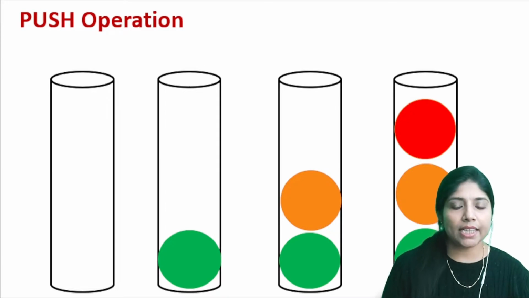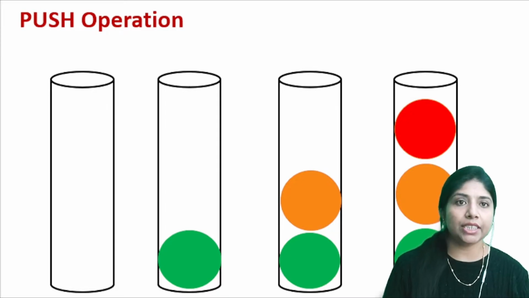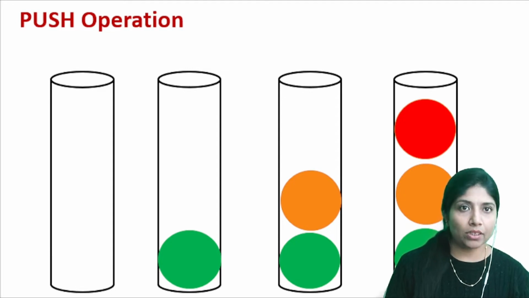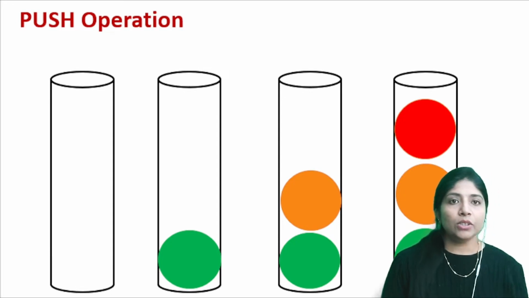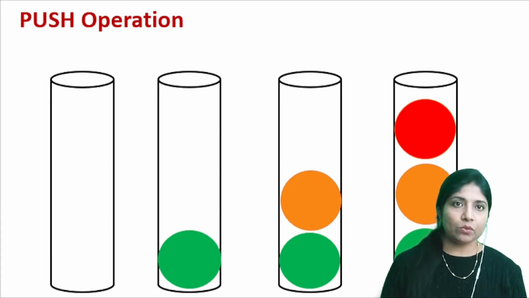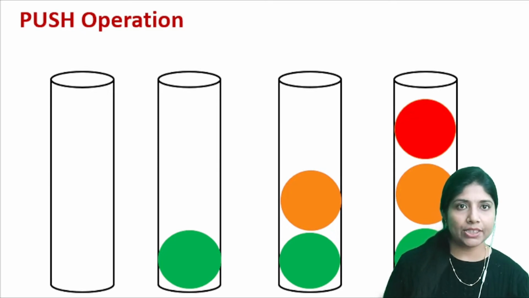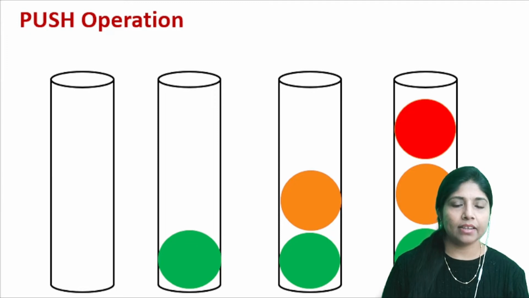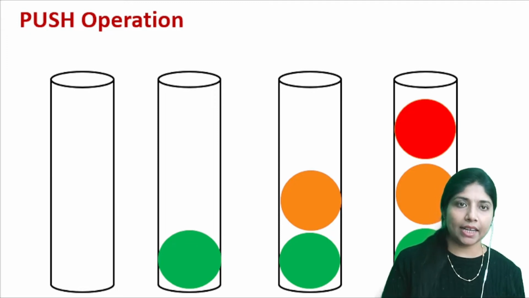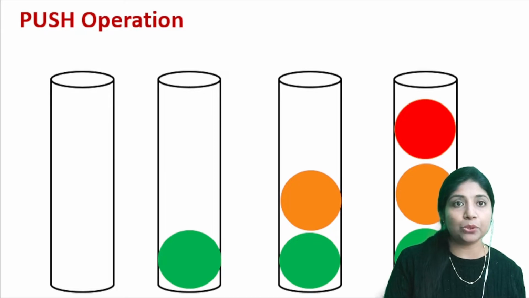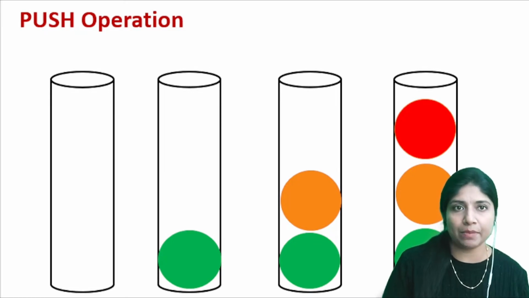Initially, you can see that there is a container which is empty. And into that container, in the second picture, if you see, we are inserting a ball, a green ball. So initially the stack was empty, and this is called underflow condition. There is no element in the stack. When we have inserted a green ball, it has been pushed into the stack as the first element.